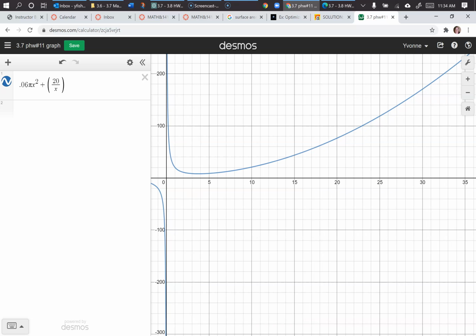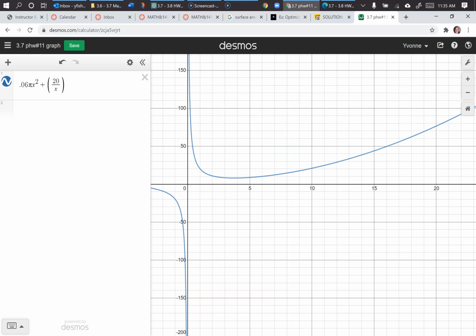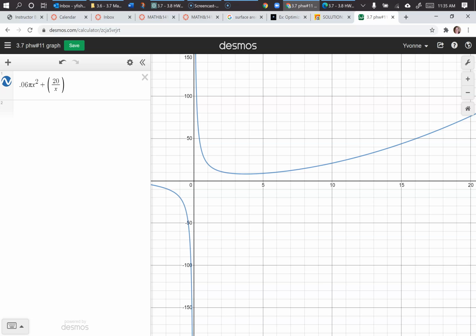So you could pick anything over a reasonable domain. It's really not even asking you to state it, but that's how we want to just kind of set up our window. And if you were submitting this for a test or a quiz, you can use Desmos for these. You really kind of have to. And you can just take a screenshot of it and put it in there.